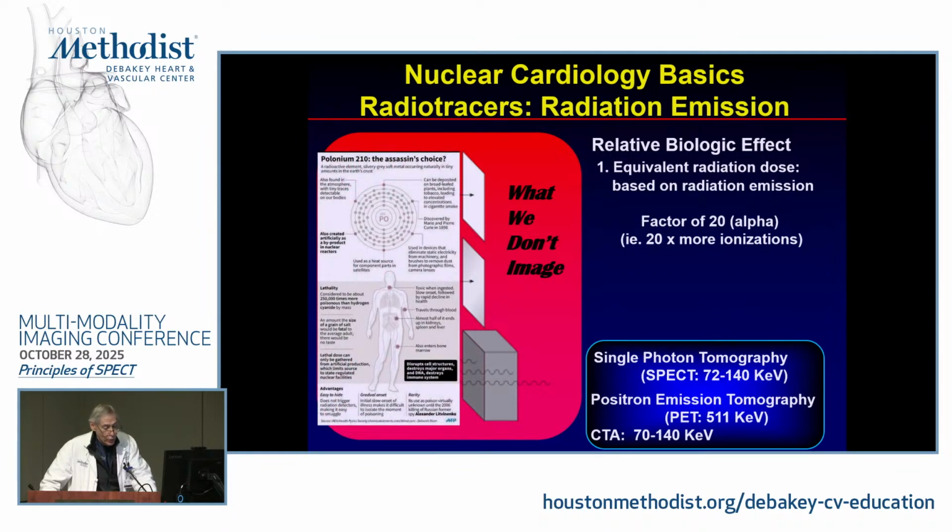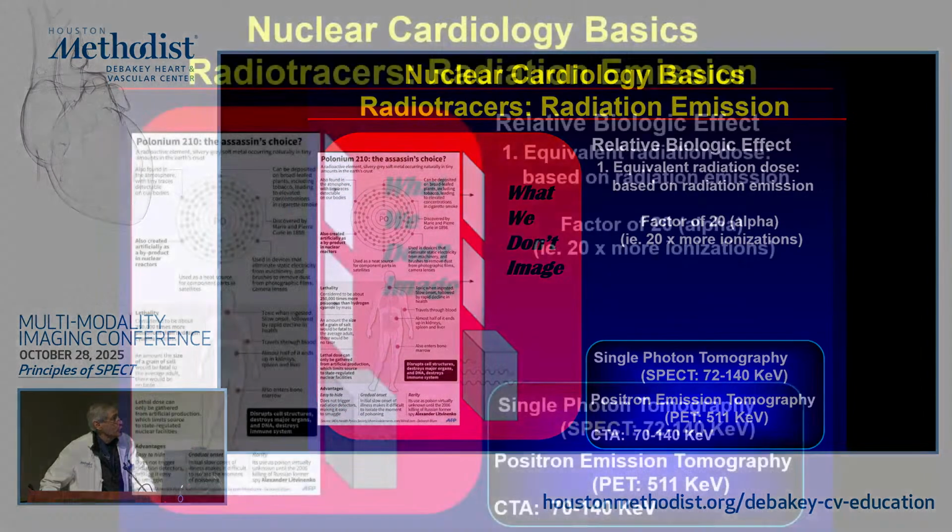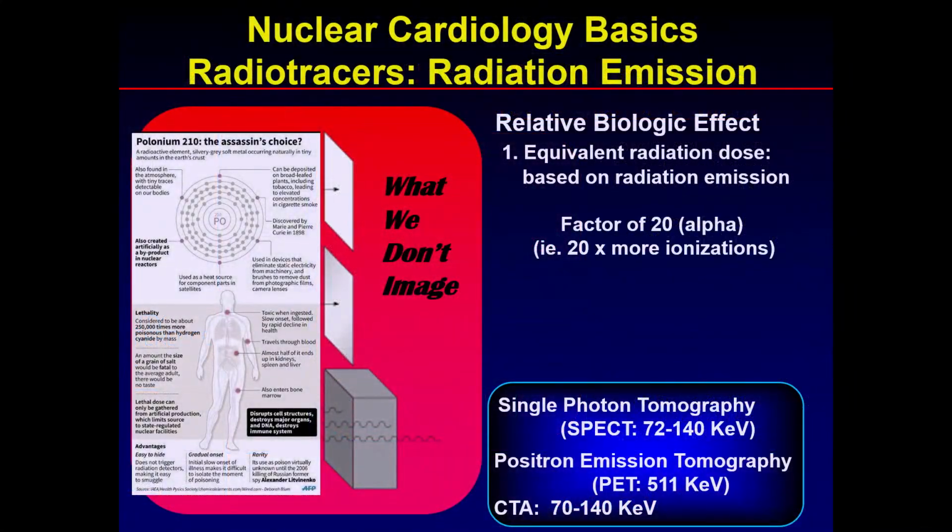And in fact, it used to be called, I guess it still is, the assassin's choice. There was a Russian spy several years ago that was given as tiny as one grain of salt of polonium, which is an alpha emitter. And several weeks later, he died a horrible death from that due to alpha emissions in the body. So just something to think about.